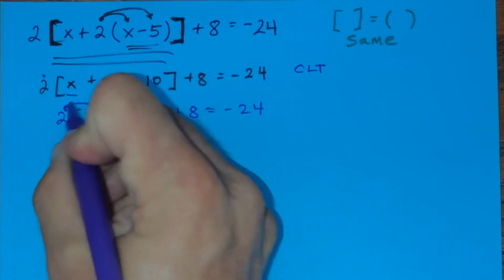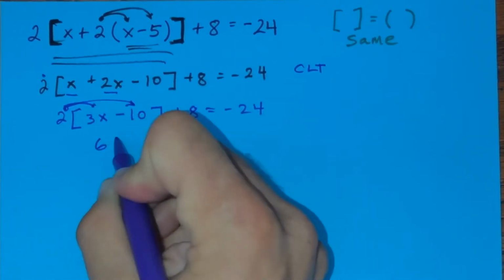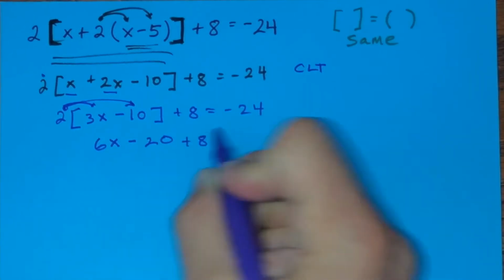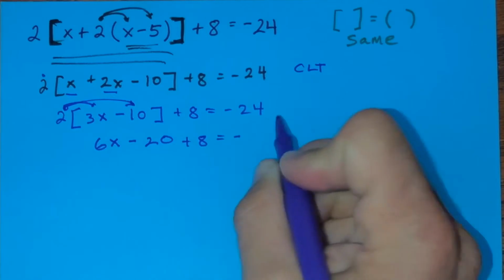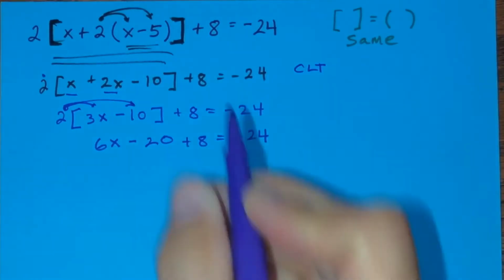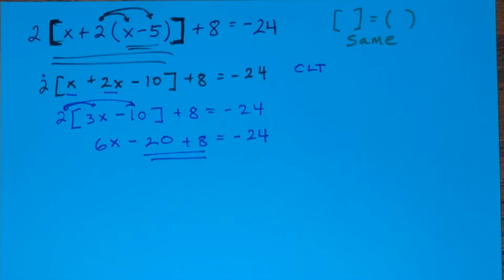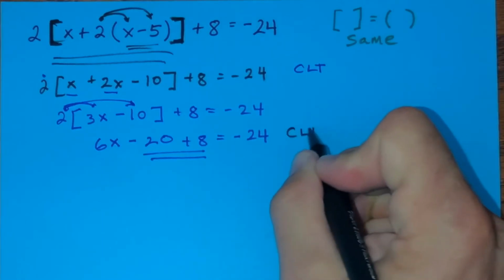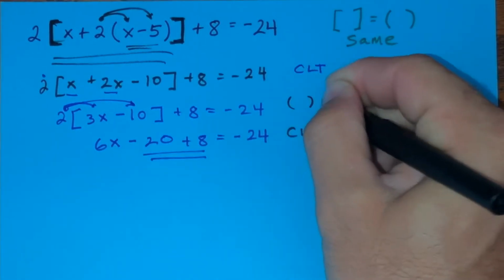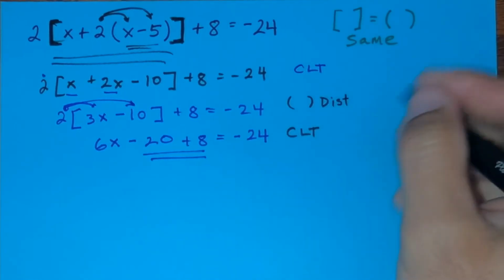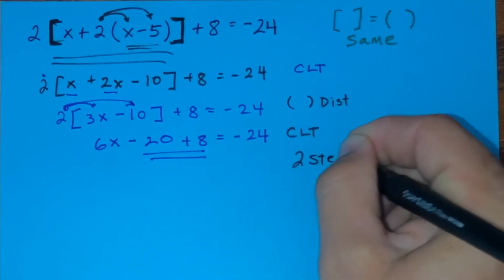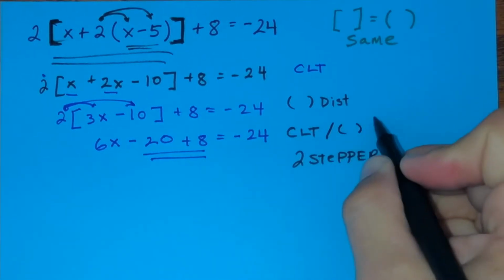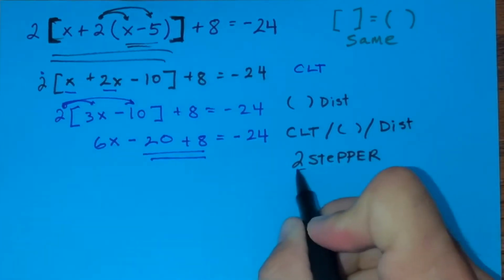And now I want to distribute: 6x minus 20 plus 8 is equal to negative 24. We have like terms here on the one side. So before I move this x, or before I move any of my numbers, again, we have a CLT. Again, it's just parentheses and the distribution and the CLT. We're trying to get this problem down to a two-stepper or a one-stepper. That's what we're trying to do. We're trying to combine like terms, work with the parentheses, distribute till we can get something where we're just moving numbers and letters.